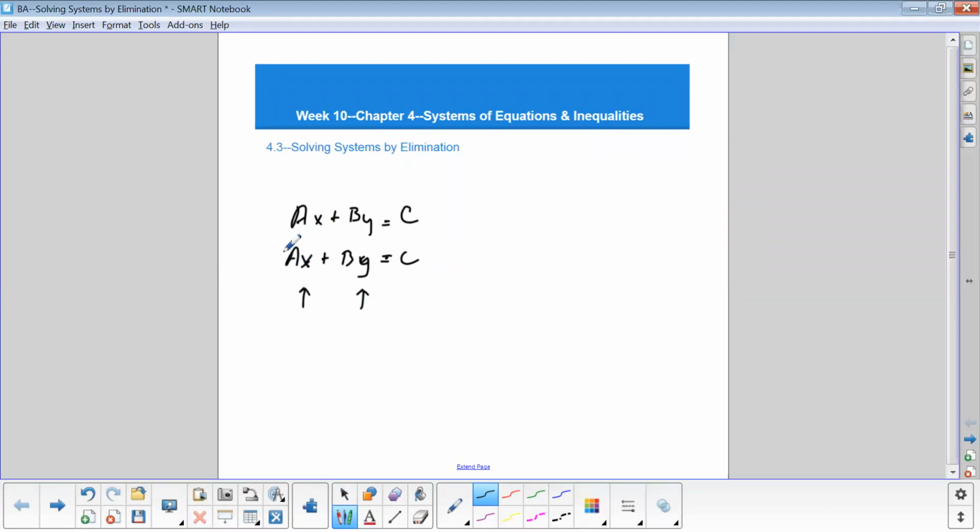So our goal is to make the coefficients of x either the same or different signs. Now, if the signs are the same, then we would subtract. And if the signs were different, like a negative b plus b, then we would add those together to go to 0. So the whole point of elimination is to have one term eliminated so we can solve for the other term.